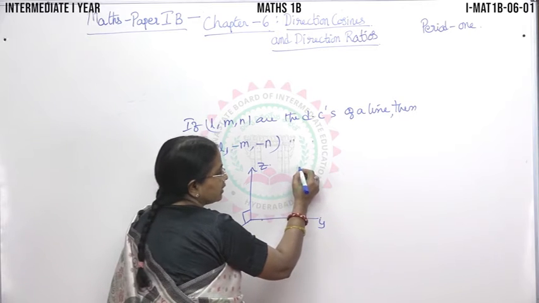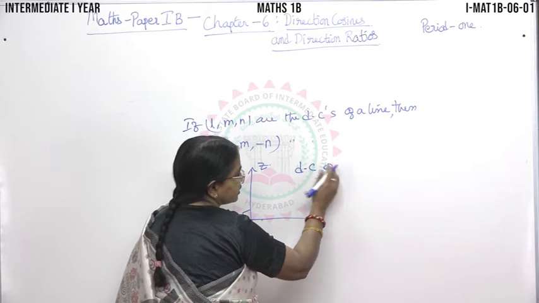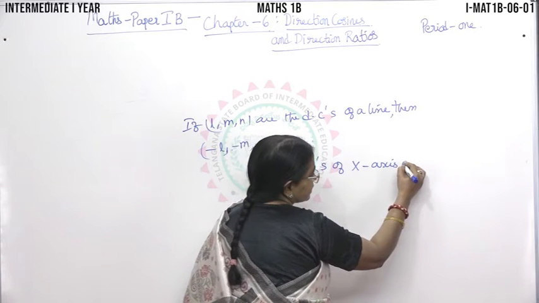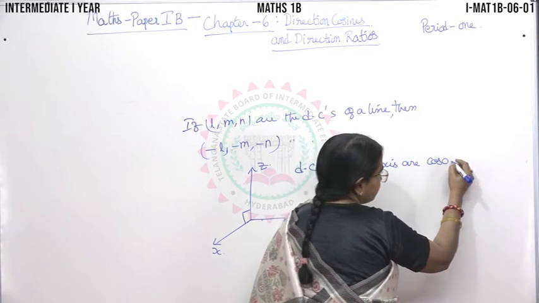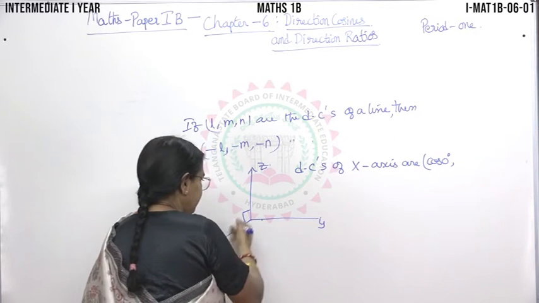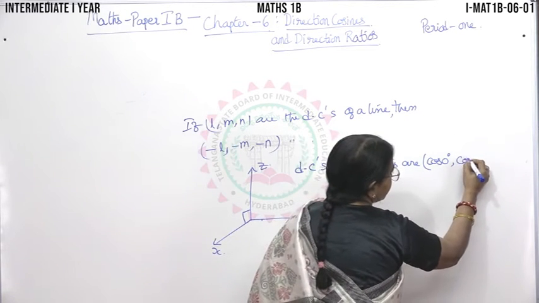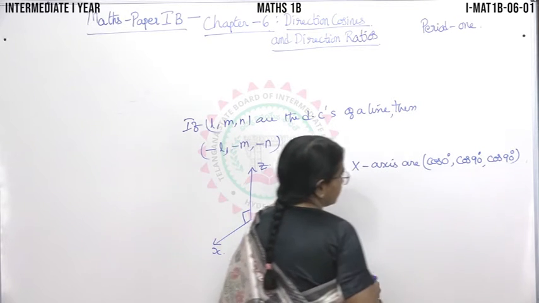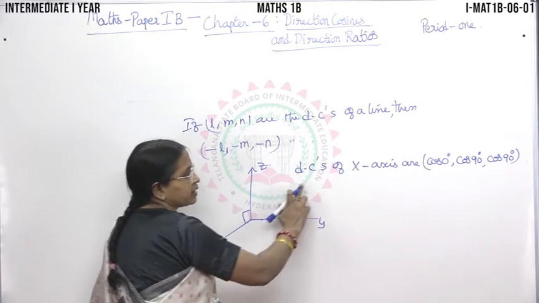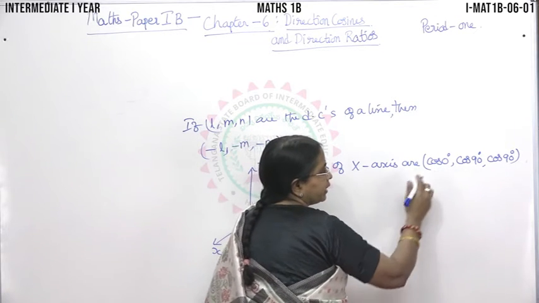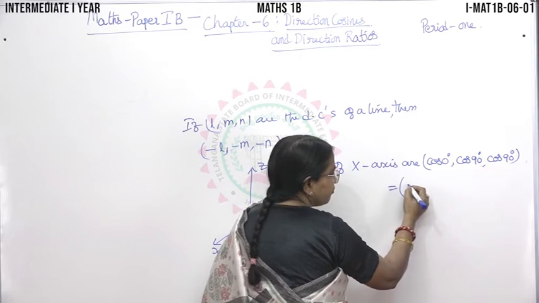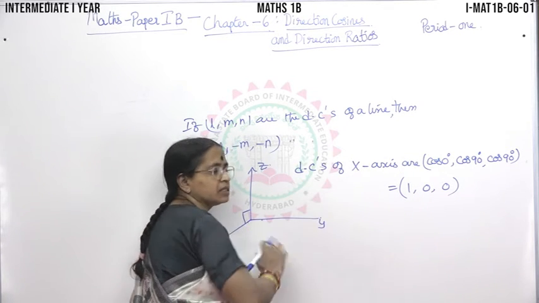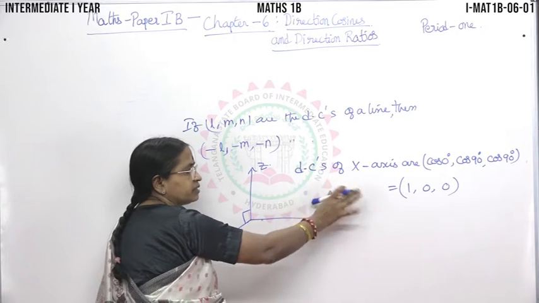So the direction cosines, DCs, of x-axis are cos 0, because it makes 0 degrees with the positive direction of the same x-axis, and then 90 degrees with the positive direction of y-axis, and 90 degrees with the positive direction of z-axis. So the direction cosines of x-axis are cos 0, cos 90 and cos 90. Cos 0 is 1, cos 90 is 0, cos 90 is 0. So the direction cosines of x-axis are 1, 0, 0. You must learn these values.